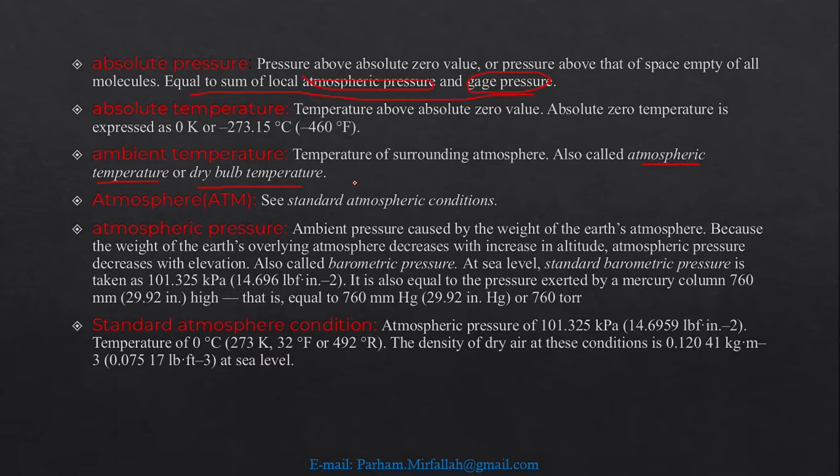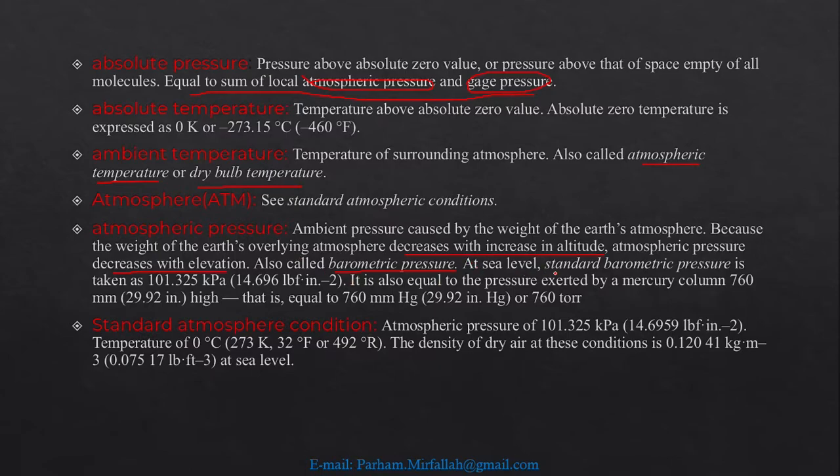Okay, let's talk about atmosphere or ATM. For understanding the atmosphere, we need to know the standard atmospheric condition. Before that, atmospheric pressure. We want to talk about atmospheric pressure. Ambient pressure is caused by the weight of the Earth's atmosphere. Because the weight of the Earth's overlying atmosphere decreases with increased altitude, atmospheric pressure decreases with elevation, also called barometric pressure. So when you see barometric pressure or atmospheric pressure, these two words are the same. We have to memorize it. Atmospheric pressure is the same as barometric pressure.